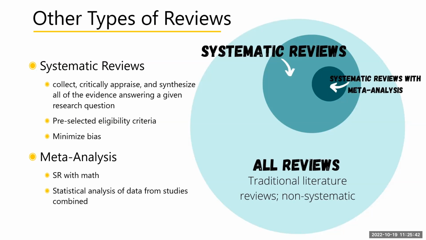A systematic review is looking to answer a clinical question. A meta-analysis is looking to run a statistical analysis on the data of studies combined as if they were one giant study. So a systematic review is answering a question, and a meta-analysis is answering a question and seeing what all of the data says as a whole.